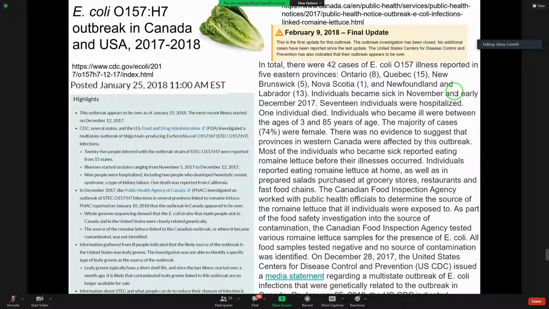And a relatively recent outbreak was in Canada and the US in 2017 and 18. This was linked to a lettuce product. And again, similarly to what I showed earlier, this was the update on the final investigation, like the summary on the final investigation that was conducted by Health Canada about this outbreak.